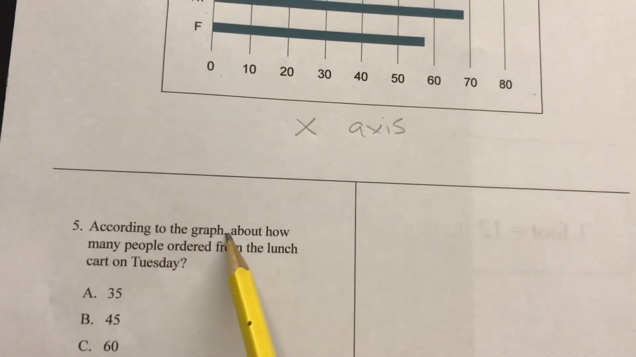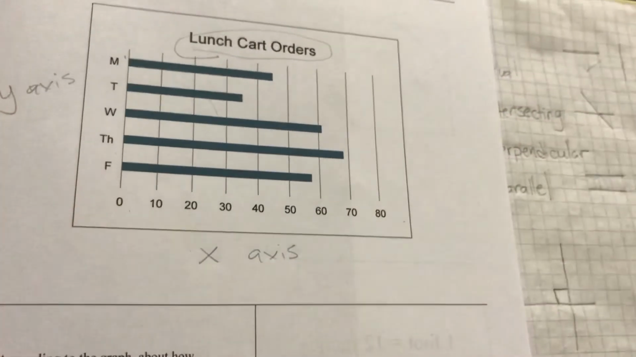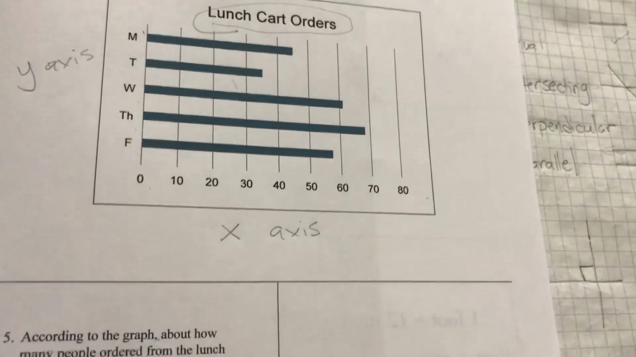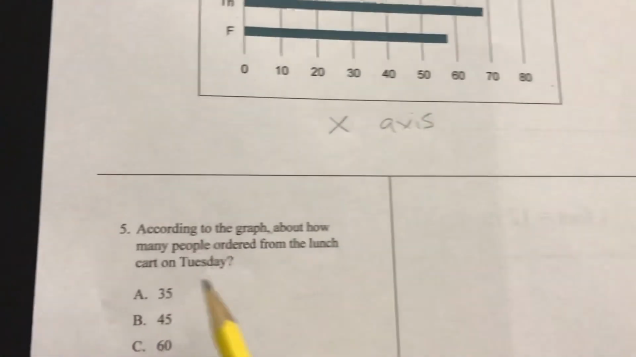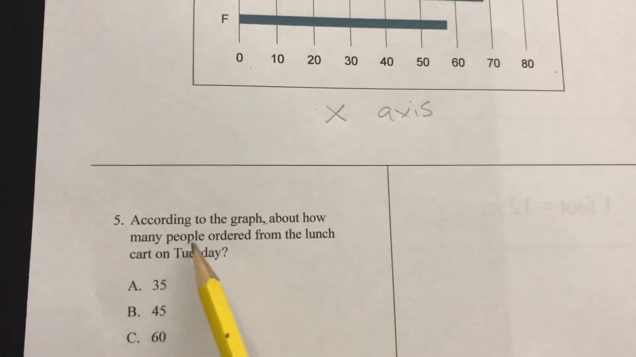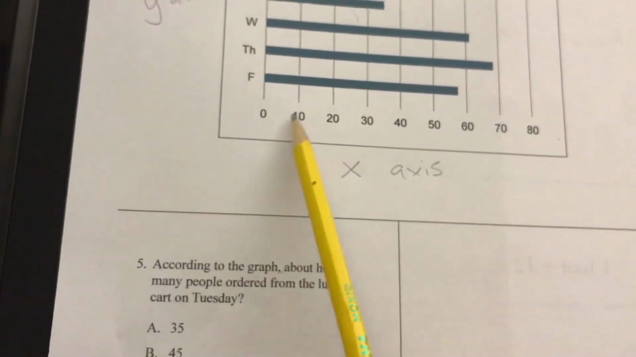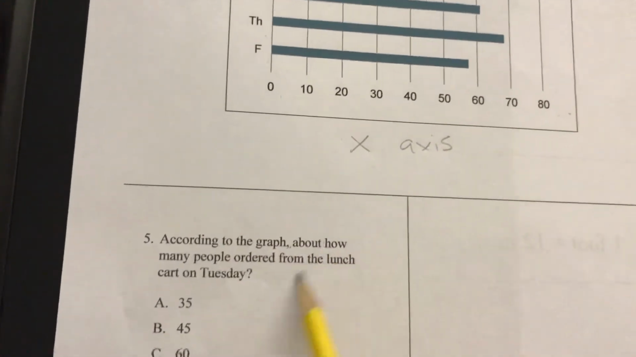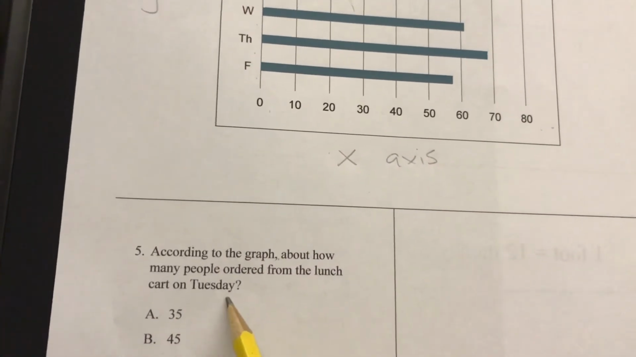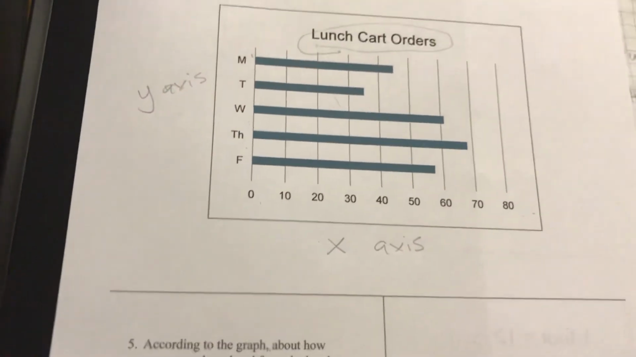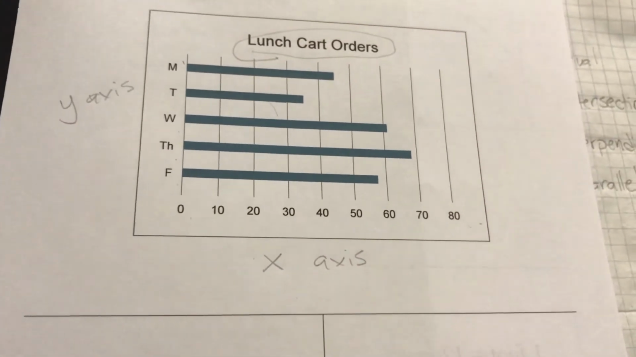According to the graph, and what kind of graph is this? Yeah, it's a bar graph or a bar chart. According to the graph, about how many people, so these numbers here must be people, ordered from the lunch cart on Tuesday. Okay, take a look, solve the problem.